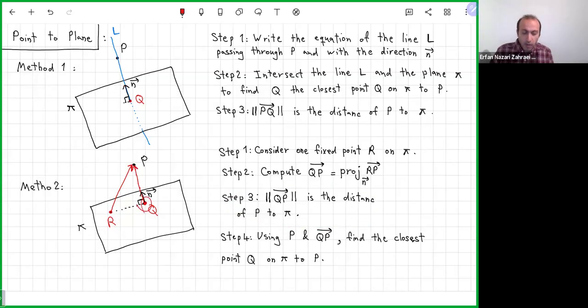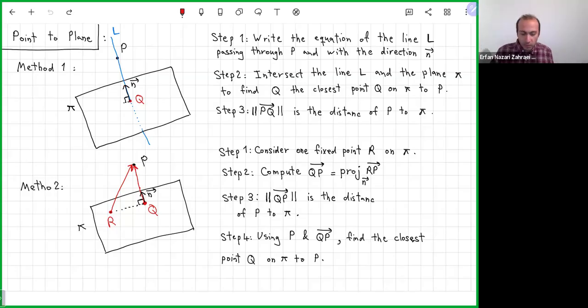And if I want to find the closest point on the plane to point P, then I can also do that because I have the vector QP by the projection I found. And also I have one endpoint P. I can find the other endpoint Q, which is the closest point on the plane to the point P.